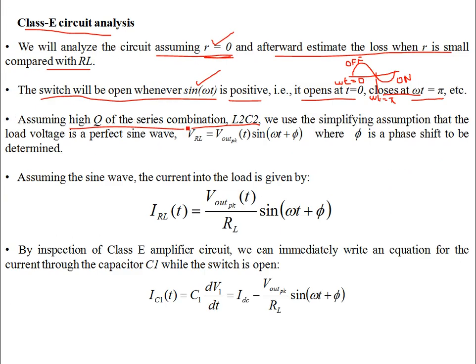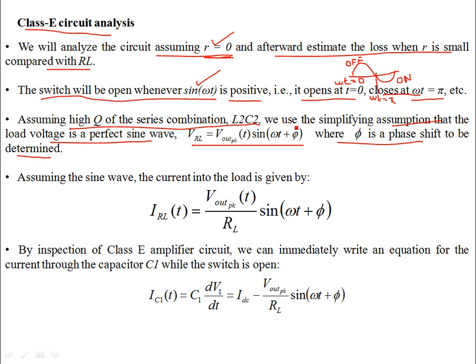So assuming high Q of a series combination L2C2, we use a simplifying assumption that the load voltage is a perfect sine wave, and we express this load voltage VRL as V out peak sine(omega t plus phi), where phi is the phase shift to be determined. Okay, we are going to determine the phase shift.